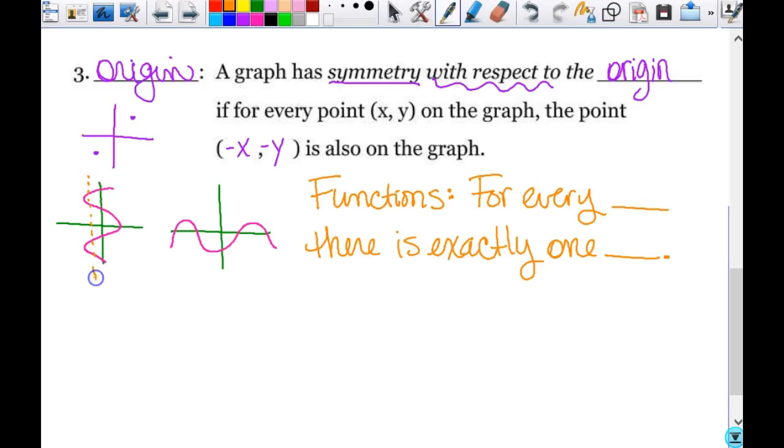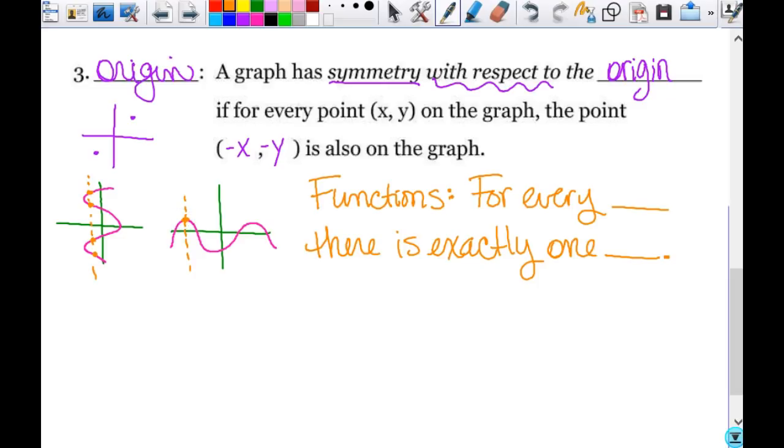So if I drop a vertical line down right here, it hits my graph at 4 points. It can only hit it once to be a function, so that's a big fat no there. This right here, no matter where I put that line, I'm only going to hit it once. Does that make sense to you?